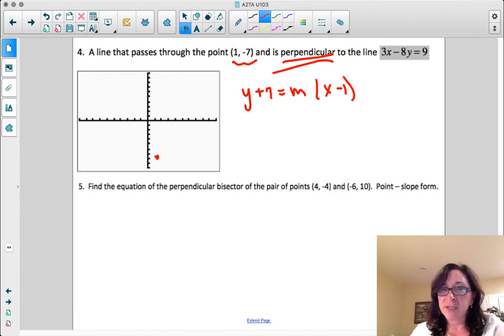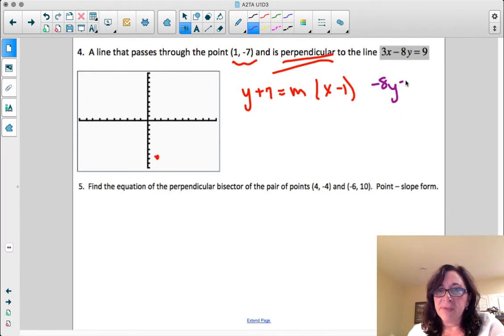In order for me to find my slope, I'm going to go to this equation right here, which is 3x minus 8y, solve for y, and then once I've solved for y, I'm going to use that slope here. So negative 8y is equal to negative 3x plus 9. I'm going to divide everything by negative 8.